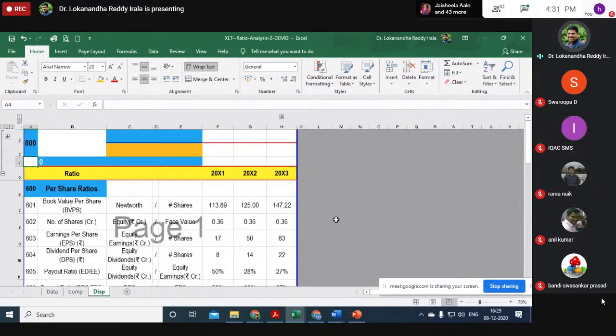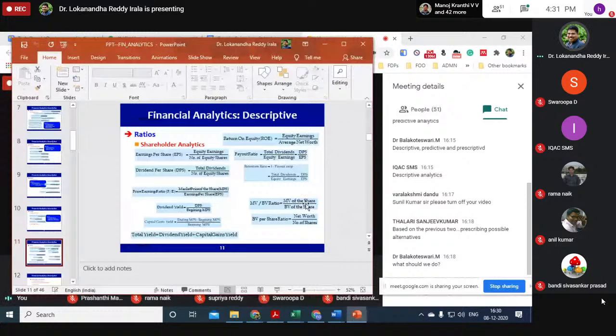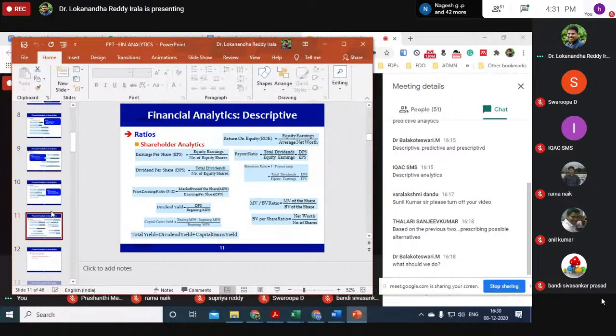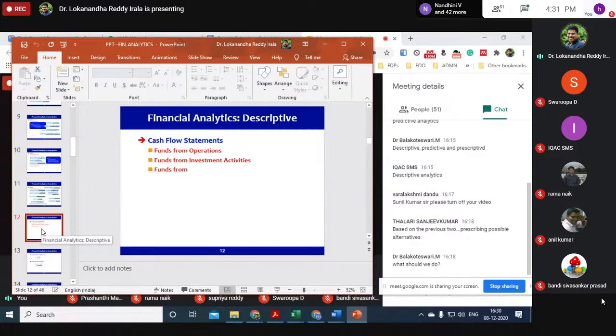The only thing is today we have big data. Today we have data not just for the last 2-3 years, but we have data for so many years. So now the present day analytics, the concept is how you leverage this data so that you make meaningful conclusions out of it. Right? These are the descriptive analytics in the finance accounting area. Then the cash flow statements that you are aware of, then you have funds from operations, funds from investment activities, then you have funds from financing activities.